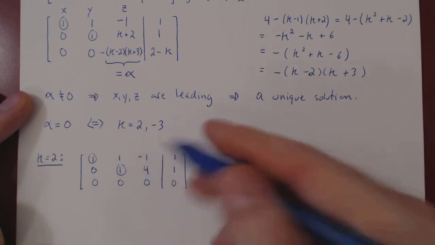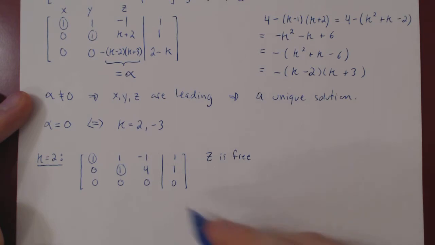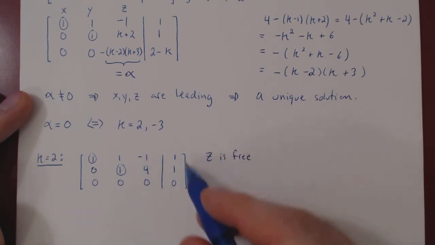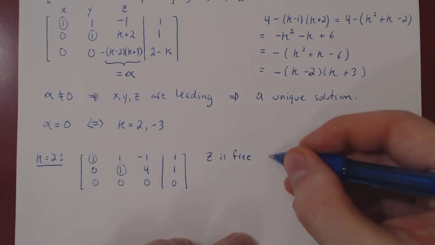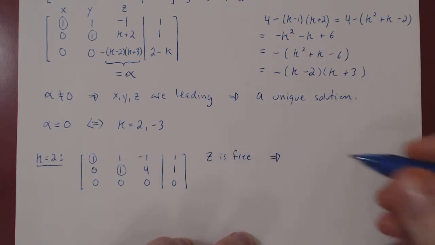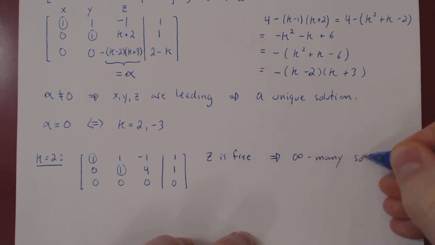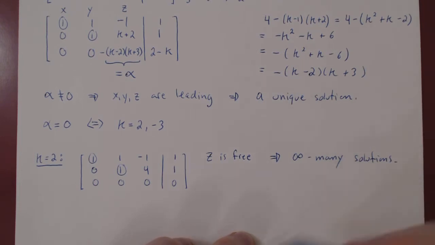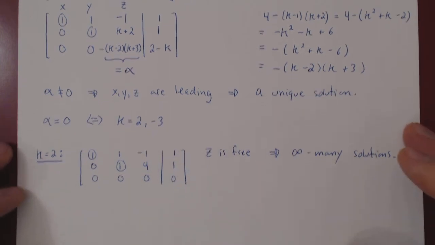But as z is free, and the linear system is consistent, we have a free variable, it will become a parameter, which implies that we will have an infinite number of solutions. And here I'll be lazy, I'll simply write infinitely many solutions. And that's it. So we figured out when k equals 2, the linear system has infinitely many solutions. Well, we have one last special value to check, and that is k equals negative 3.